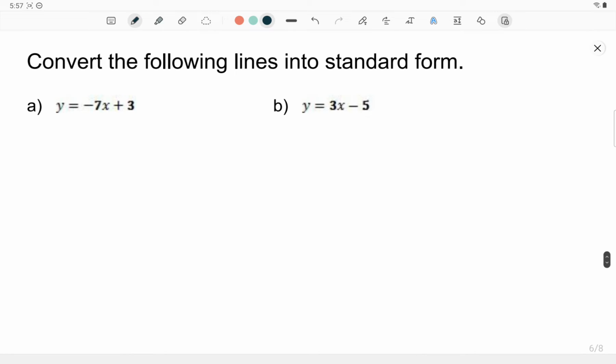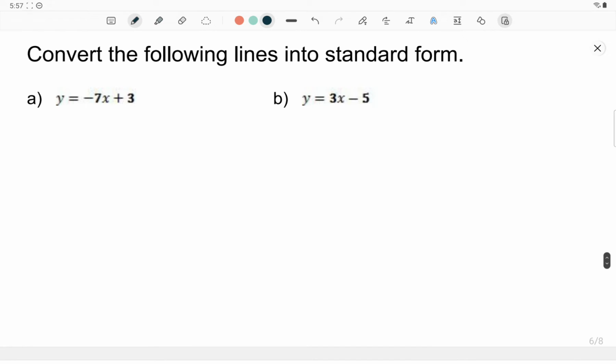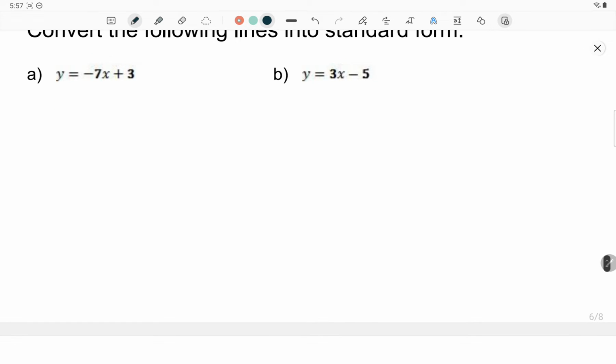All right, so our goal now is to practice converting into standard form. So we'll take a look at these examples to see how we do that. So let's take a look at y equal to minus 7x plus 3. So this is going to end up being a lot like solving equations, but we're not actually solving for a particular value of a variable, but we are moving things around in the equation.